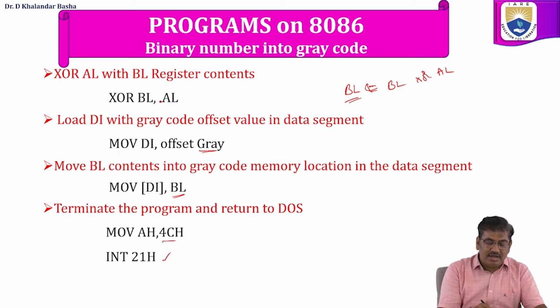Before that, the function code, that is 4ch, will be loaded into the AH register by using the instruction MOV AH, 4ch followed by INT 21h. By executing these two instructions, the program will be terminated and it will return to the DOS prompt.